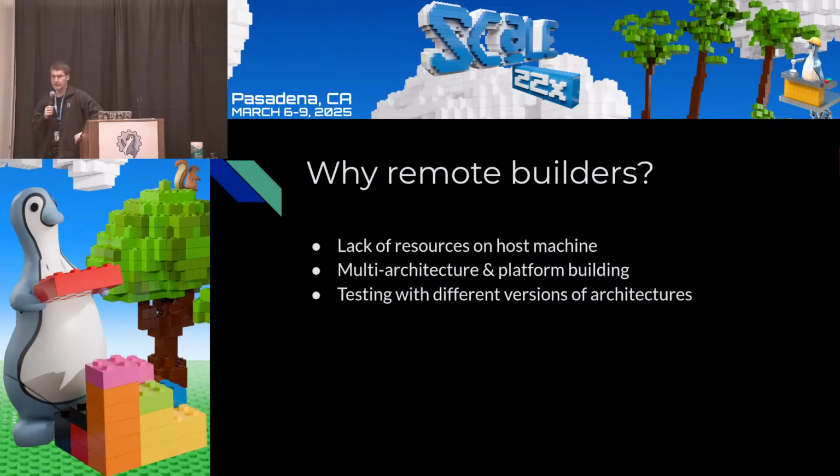Another one is lack of resources. So let's say you have just a MacBook with like 8 gigs of RAM. That's not enough to do something like build a Linux kernel. So what you can do is just tell Nix, hey, build on this Linux server that's got like 2 terabytes of RAM, and it would build it.